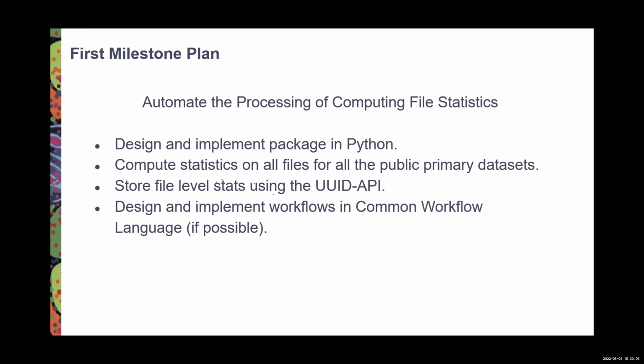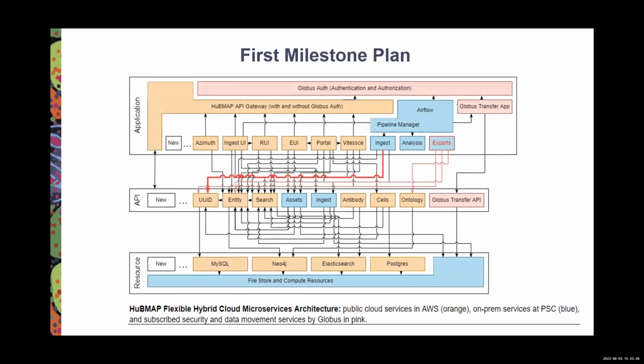For the first milestone, we want to automate the process of computing file statistics. So here's the plan. We design a Python package, compute the file statistics, store them in the database, and implement a workflow in Common Workflow Language. Here's how it looks. We take the data, we analyze it, we validate it, compute the files, and store it in the database.